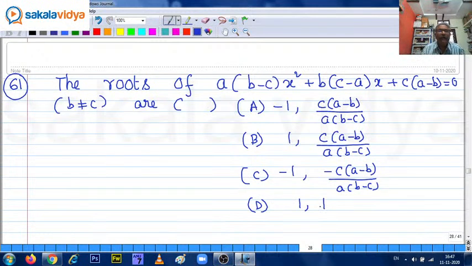Okay, now let us do it now. See, first we need to check whether A into B minus C plus B into C minus A plus C into A minus B is 0 or not. Yes. See the hint.